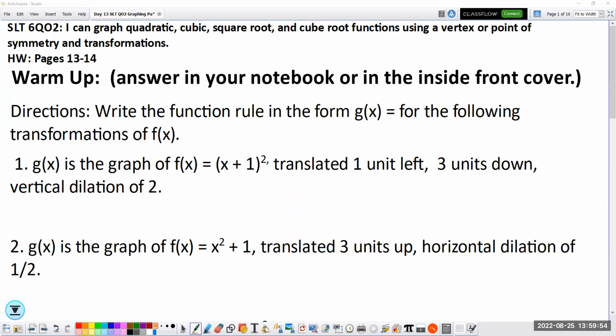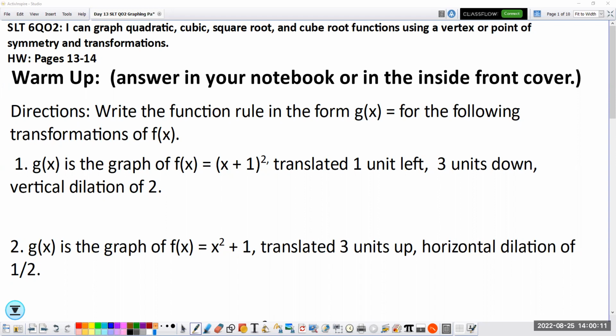In this video, we are going to graph quadratic, cubic, square root, and cube root functions using a vertex or a point of symmetry and our knowledge about that function's transformations. In previous lessons, we've spent time looking at functions and determining what their transformations are.